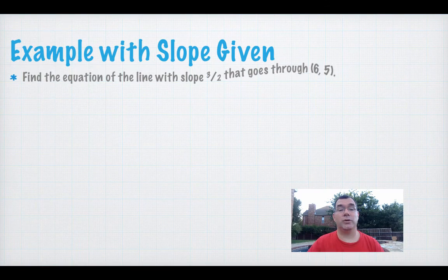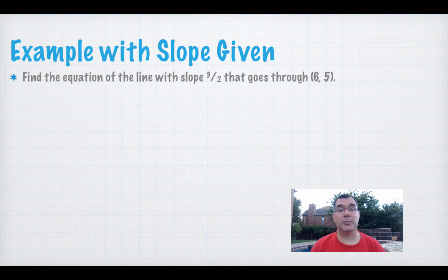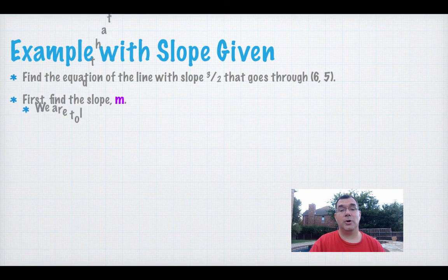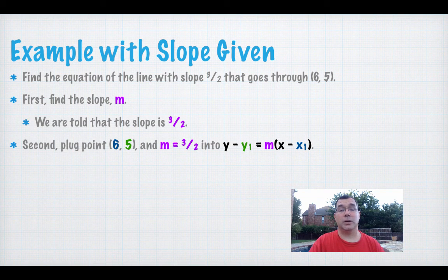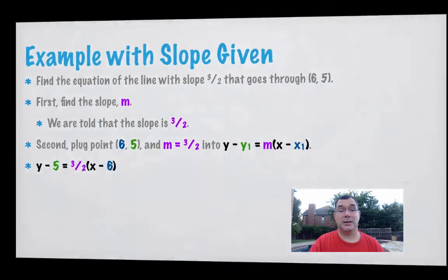Okay, so here's one where the slope is given. Find the equation of a line with slope 3 halves that goes through (6, 5). Okay, so I find the slope. I was already told that's 3 halves. Okay, x1 is going to be that 6 in the point that I was given, and y1 is going to be that 5 that I was given in the given point. I have everything I need. I just need to plug it in. y minus 5 equals 3 halves times x minus 6, and I'm done. I don't need to simplify anything. It's in the right form. It doesn't look nice because of the parentheses, but trust me, it's done.